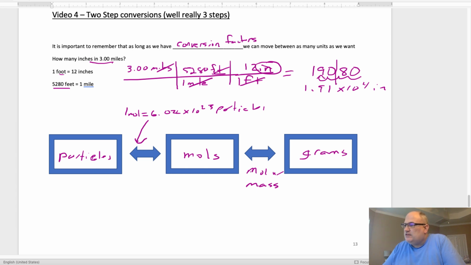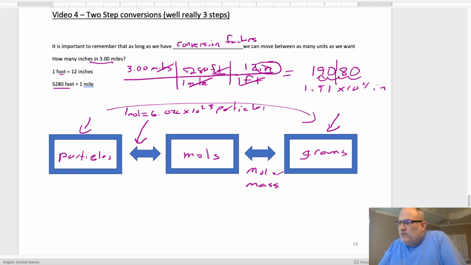Now, the thing you have to be aware of is this. It depends on where we start. If they start us off on a problem over here on grams, we can't jump from grams all the way over here to particles. We first have to go from grams to moles, and then moles to particles. Similarly, if we start over here at particles, we can't jump directly over here to grams. That wouldn't work. And by the way, when we say particles, that's anything. That could be molecules, or atoms, or formula units, or whatnot.